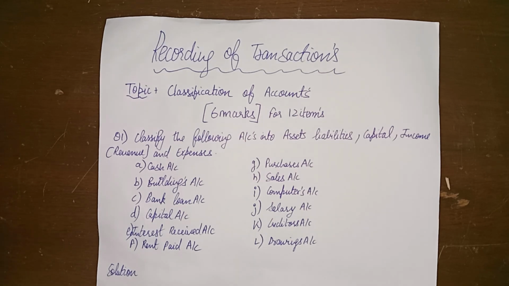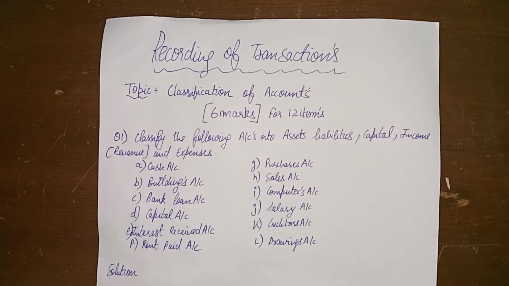Today we are going to start with a new topic of recording transactions 1. The topic is classification of accounts. This question will be asked for 6 marks for 12 items. If you answer the 12 items correctly, you will be allotted 6 marks accordingly. So we will separate the accounts in terms of assets, liabilities, capital, income and revenue, and expenses.